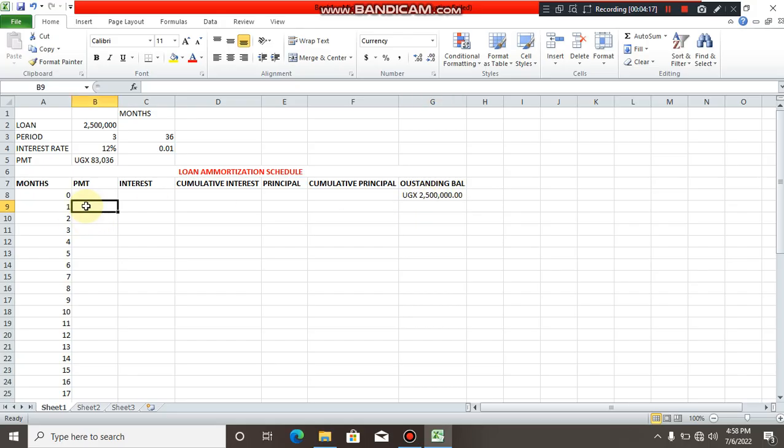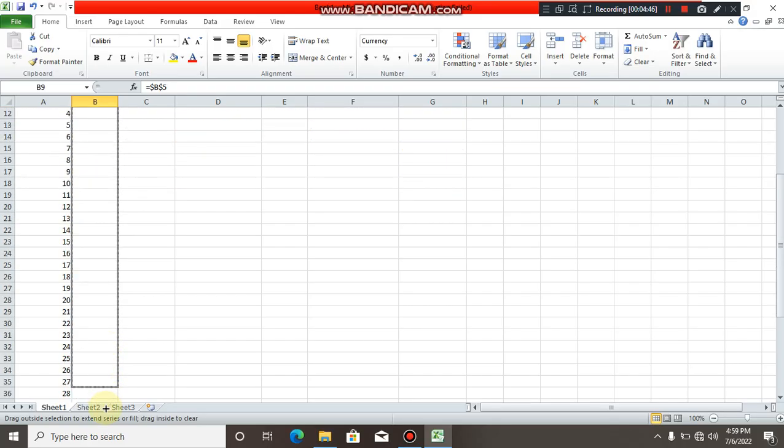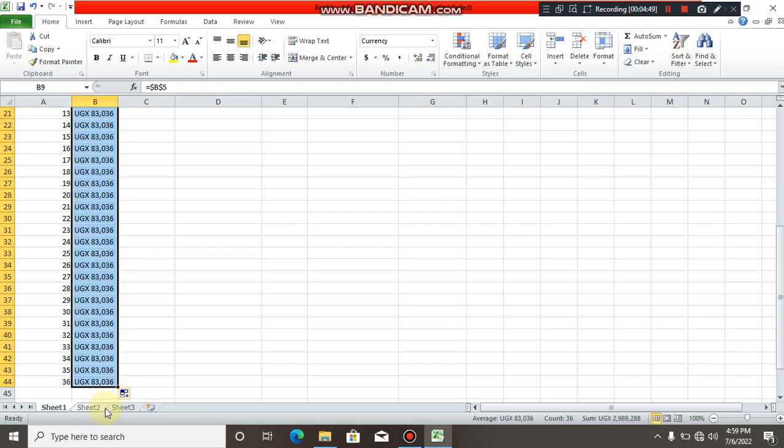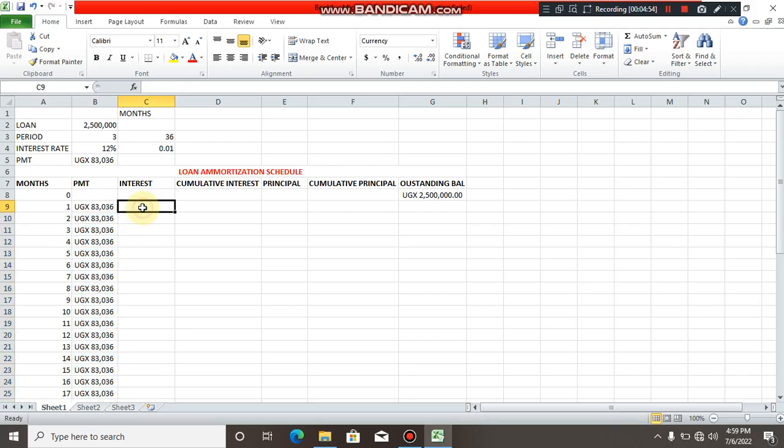So the PMT, we have it. It's going to be equal sign the value in this cell, or you can retype it. I'm going to lock it because it's going to be constant. It's called periodic payment, so it's going to be constant. I'm going to put a dollar sign to lock it, so that it can be constant throughout up to the 36th month. Yeah, that is it. It is constant.